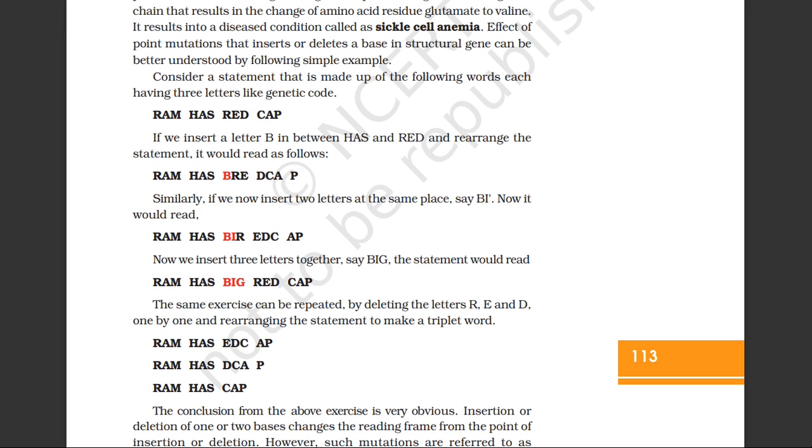Ram has EDCAP. Ram has DCAP. Ram has cap. The conclusion from the above exercise is very obvious. Insertion or deletion of 1 or 2 bases changes the reading frame from the point of insertion or deletion. Such mutations are referred to as frameshift insertion or deletion mutations.